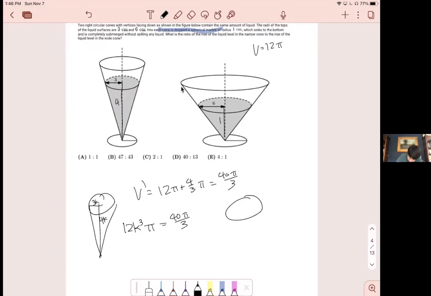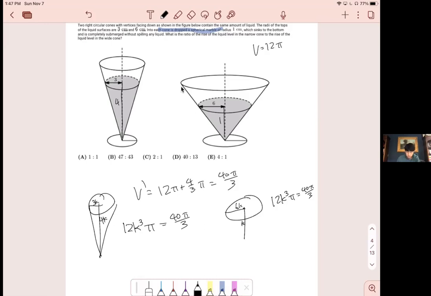And in the fat one, the wide one, you know the proportion between the radius and the height is going to be maintained because it's a cone. So once again, 12K cubed pi equals 40 pi over 3. And you might notice something here. Those values of K are the same, which is kind of nice.